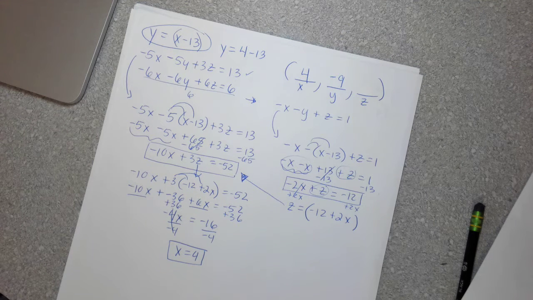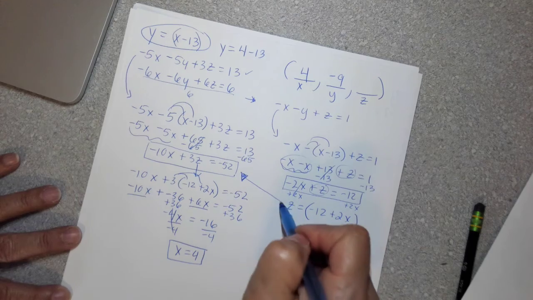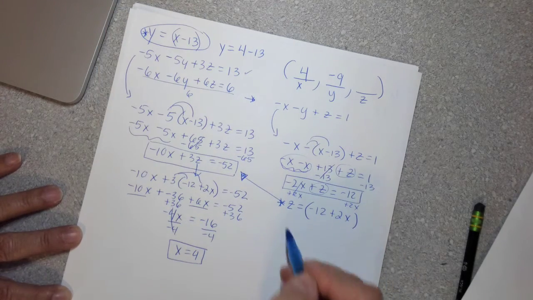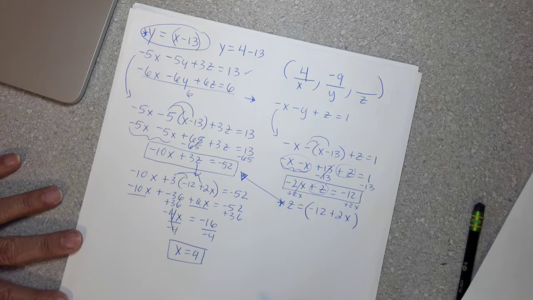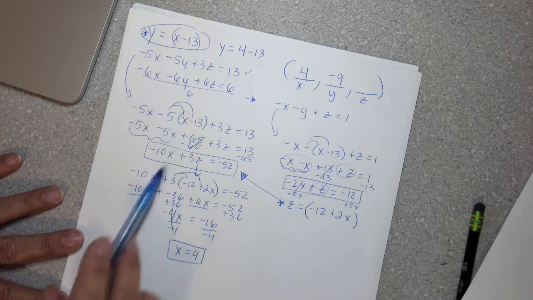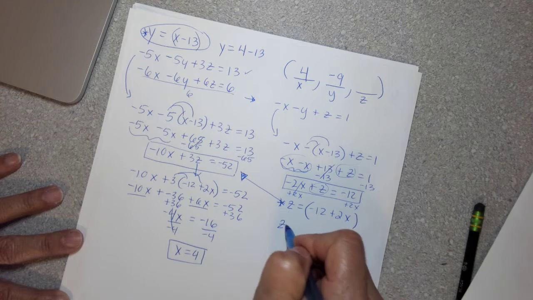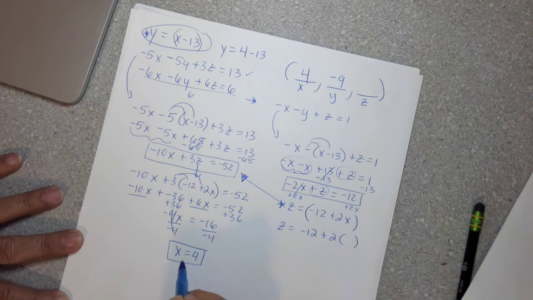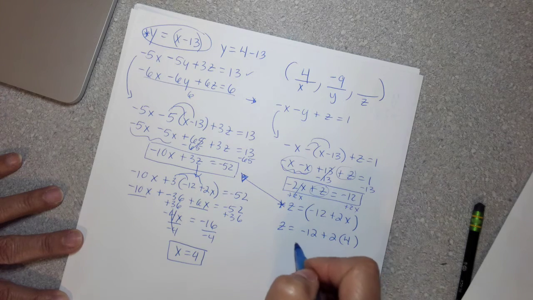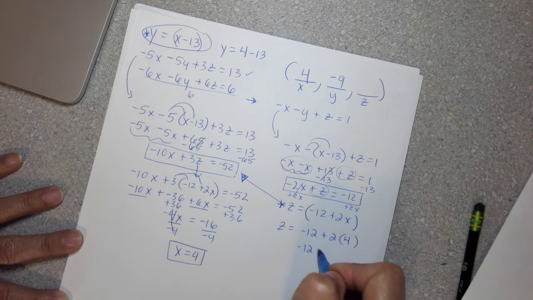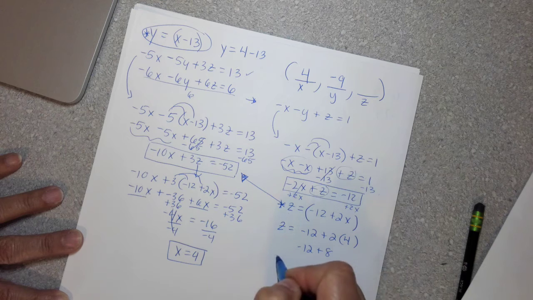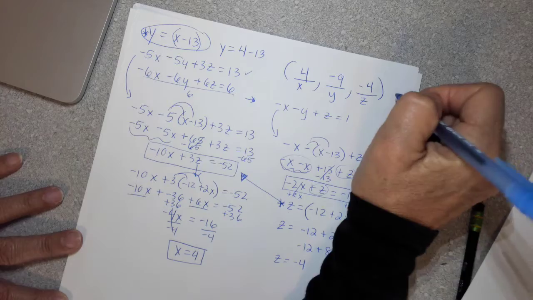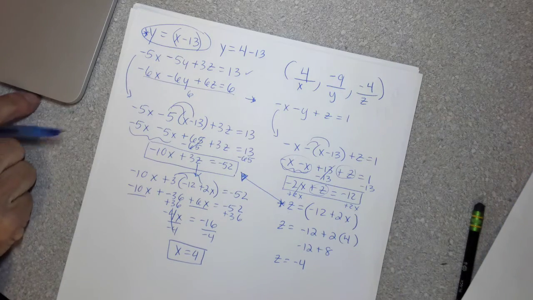And then I need to search around and find, how do I get z? Well, z was alone over here. Anytime you have the y equals or the z equals, those are the ones you want to be plugging stuff back into, not these messy ones. So z is going to equal negative 12 plus 2 times x, but I know that x is 4. So that's going to be negative 12 plus 8. So my z value is going to be negative 4. So that's no joke. That takes me a long time to do.